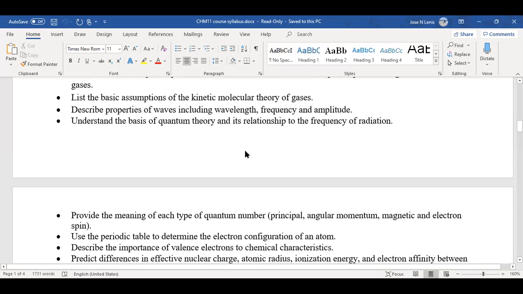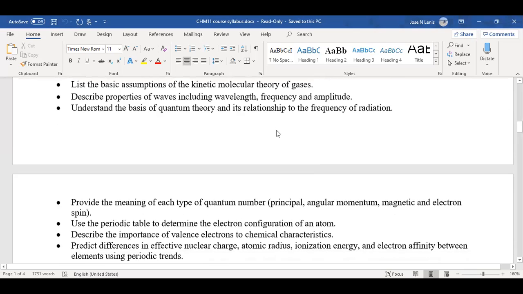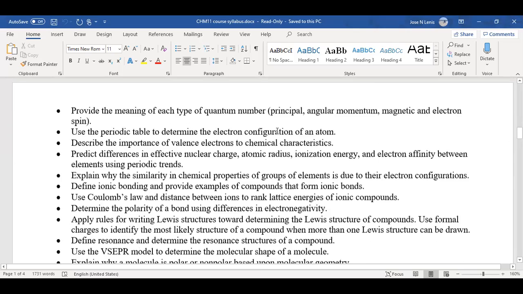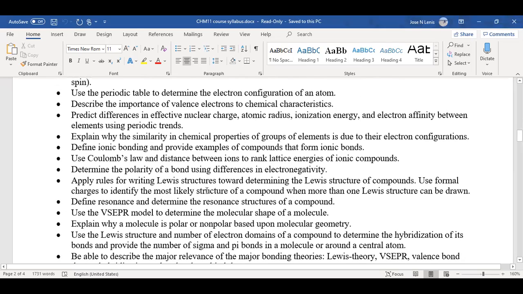We are going to talk about frequencies and properties of waves, as basic principles to understand the behavior of atoms, and we will arrive at conclusions like quantum theory to explain, or try to explain, the nature of atoms and the nature of matter. So we have a lot of concepts here, including atomic structure.